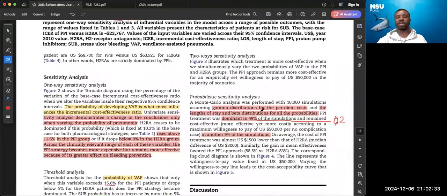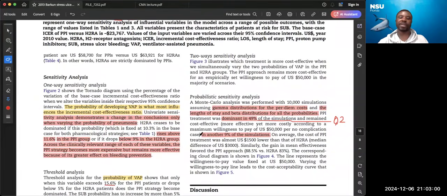So you have to know these ones. I think we'll have the article with us, so just don't worry about this. You just have to know that gamma distribution was used for the per diem cost and the length of stay, and then the beta distribution for all the probabilities. PPI treatment was dominant in 49% of the simulation and remained effective.